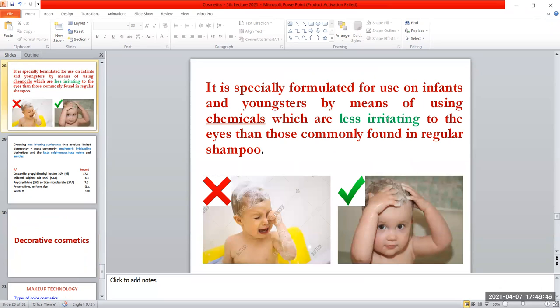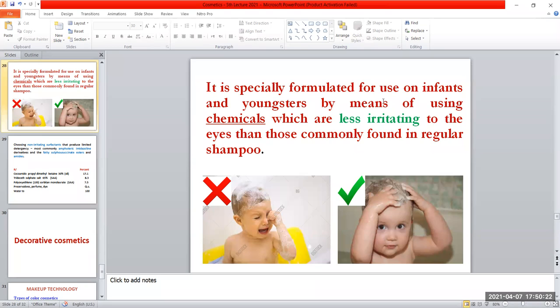Children are not aware that they should close their eyes while taking a shower, so they use baby shampoo. It's totally non-irritating, or we can say less irritating. In the end, the baby doesn't feel strong irritation in the eye that would make him hate taking a shower or a bath. No, it's a special type of shampoo.